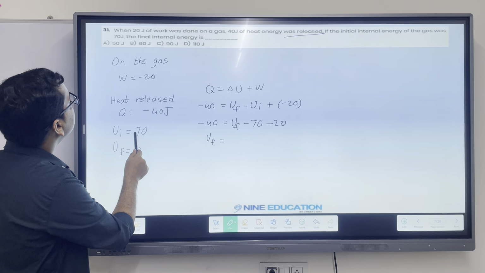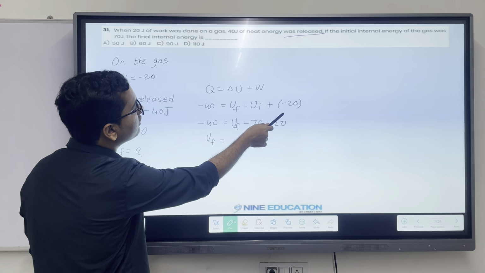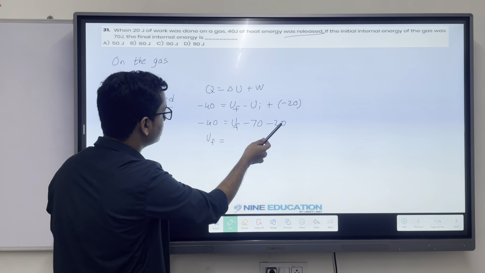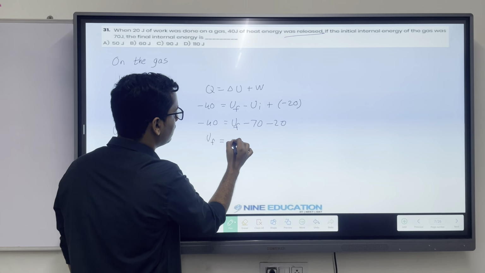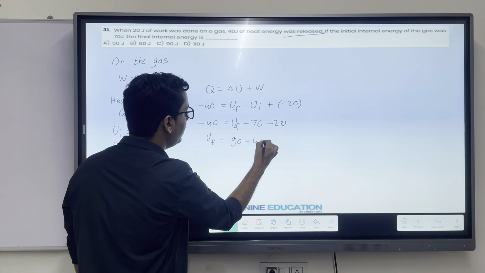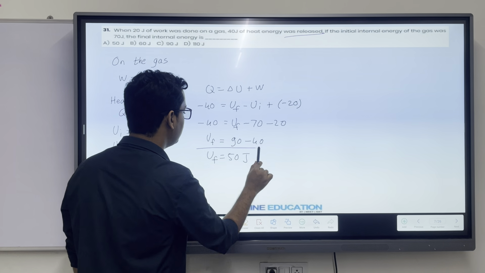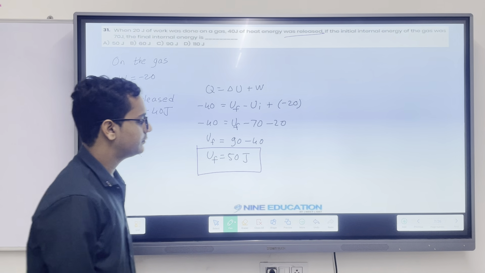Okay, so initial internal energy is 70 and work done is minus 20. He goes released. So here I will get it as 90 minus 40, which is nothing but 56. So this is the final internal energy. Clear?